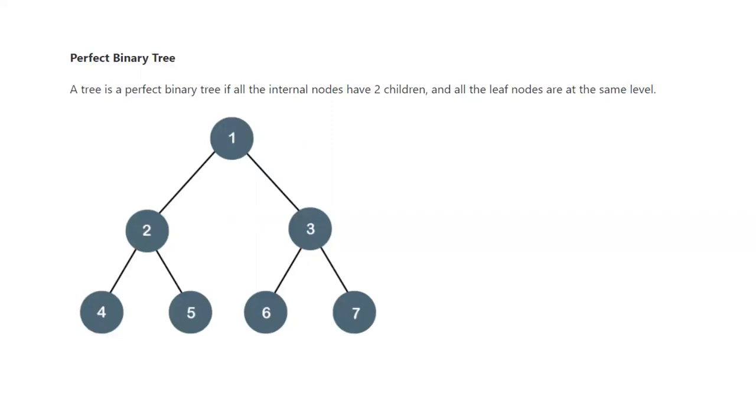Now let us see the perfect binary tree. A tree is a perfect binary tree if all the internal nodes have 2 children and all the leaf nodes are at the same level. So then it becomes the perfect binary tree. So if you see here, 1 contains the children 2 and 3, that is, it has 2 children. Similarly, the node 2 also has 2 children 4 and 5. Similarly, the node 3 also has 2 children, that is 6 and 7. And all the leaf nodes, that is 4, 5, 6, 7 are at the same level.